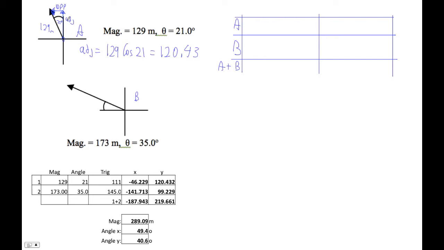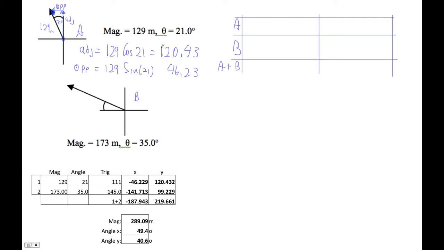Okay, now let's find the opposite side. That's this little thing that goes to the left there. That's 129 sine of 21. This should be a smaller number than this. 129 sine of 21. 46.23 is roughly what I'm going to write down. Okay, and indeed that is shorter, right?